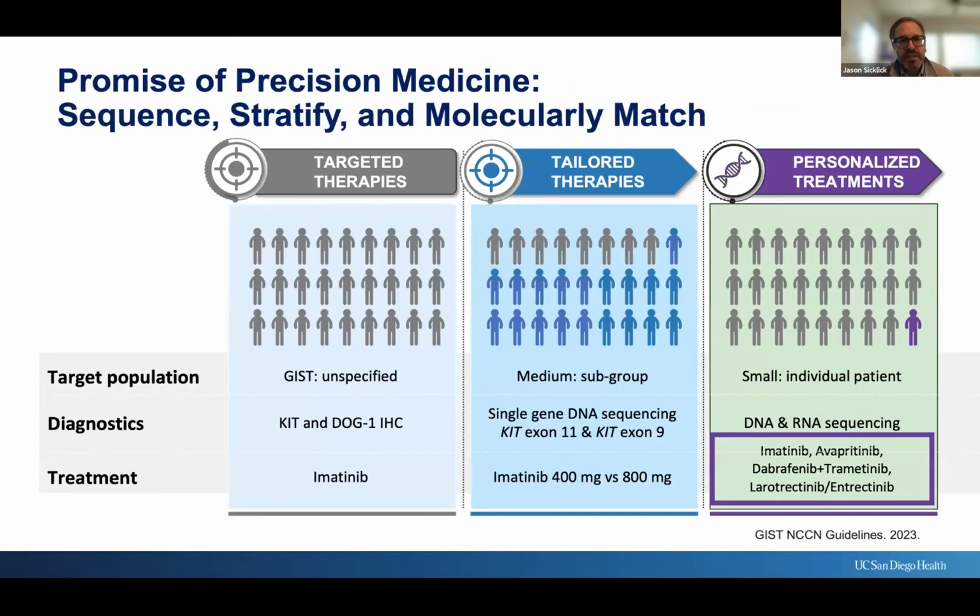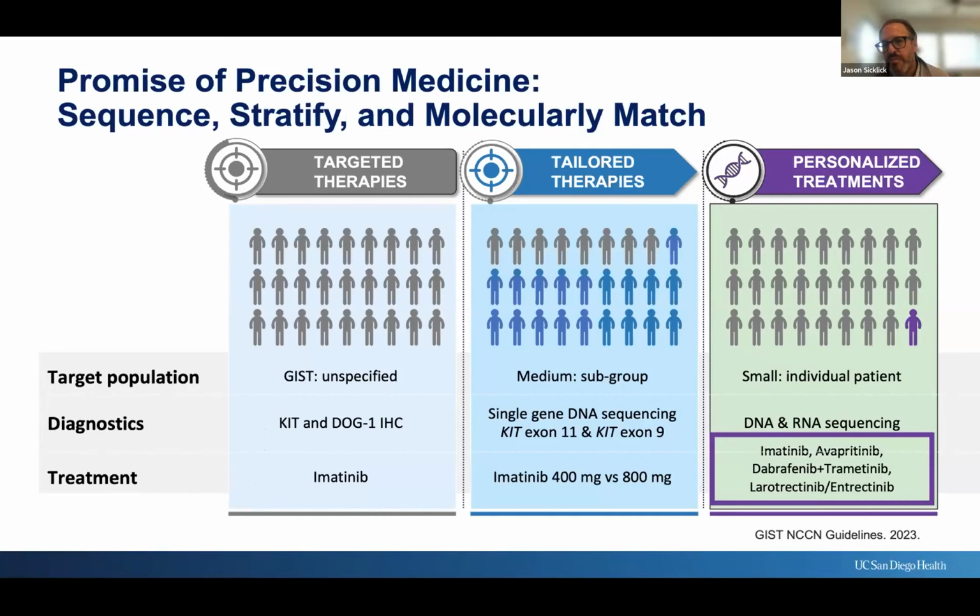So the promise of precision medicine was to sequence patients, to stratify them, and to molecular match them. And so we've gone from these targeted therapies where everybody was just considered to be the same type of GIST based on KIT and DOG1 staining, where everybody got imatinib, to sort of smaller subgroups where we could start being a little bit more specific, saying somebody had a KIT exon 11 versus a 9, and we're going to give them 400 milligrams versus 800 milligrams.